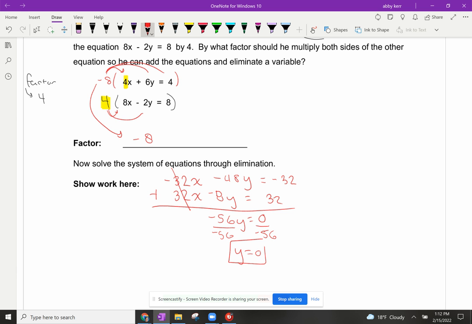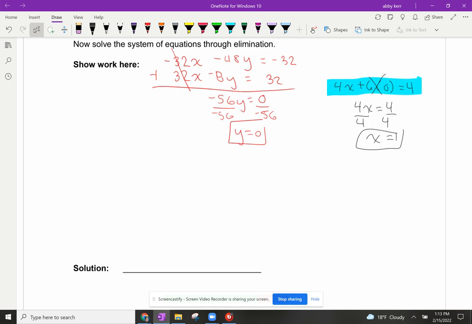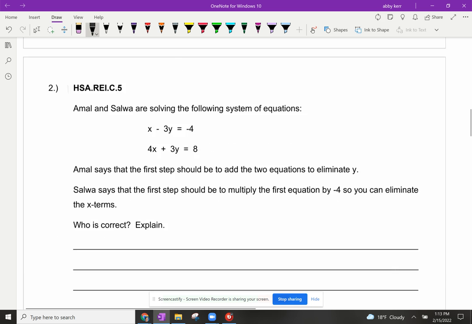Now, since we have y equals a number, we're going to choose an equation. I'm just going to choose the first one. And instead of y, I'm going to plug in our 0. So 6 times 0 goes away because anything times 0 is 0. Now we have a one step, and my x equals 1. So that's an ordered pair. Remember to write it x comma y, which is 1 comma 0.